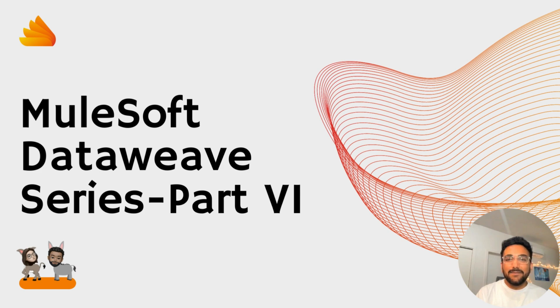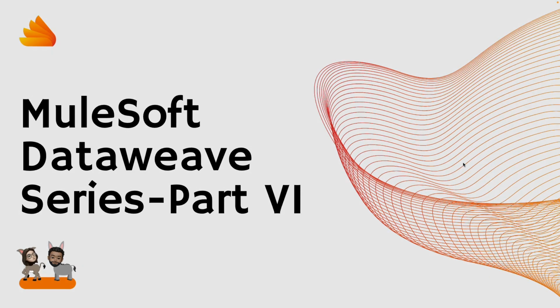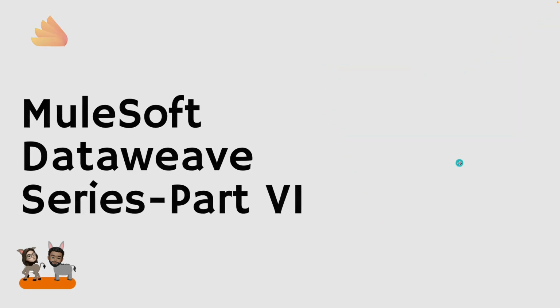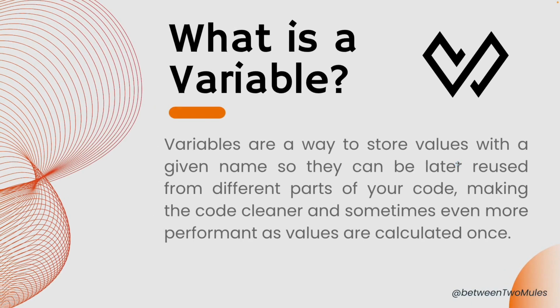Let's get started. So let's start with an introduction of a variable. So what is a variable in DataWeave? Variables are a way to store values with a given name so that they can be later reused from different parts of your code, making the code cleaner and sometimes even more performant as values are calculated once.